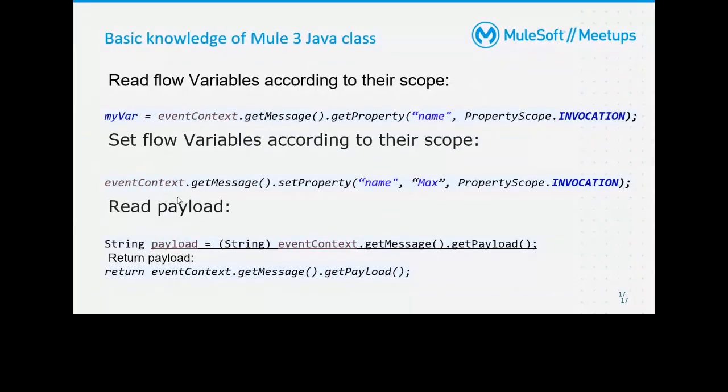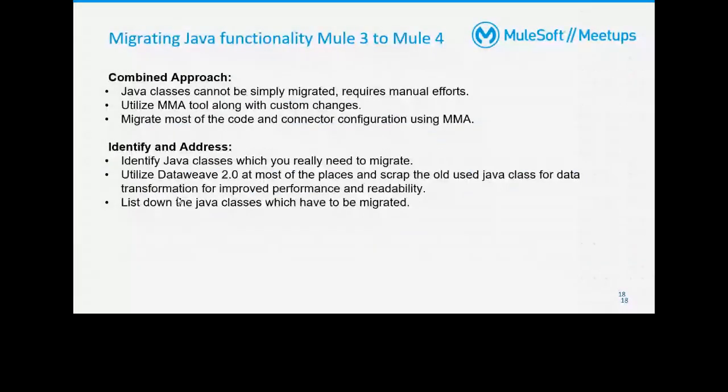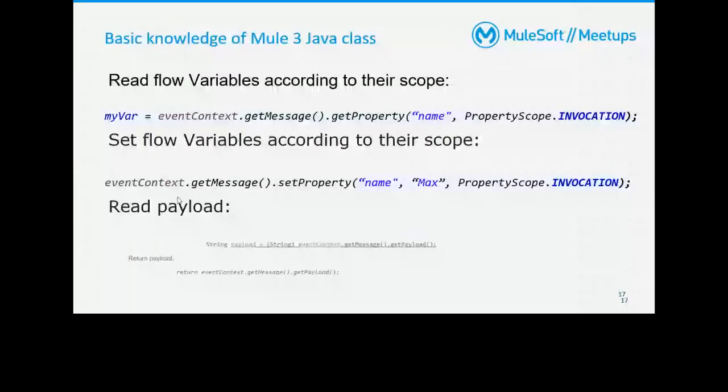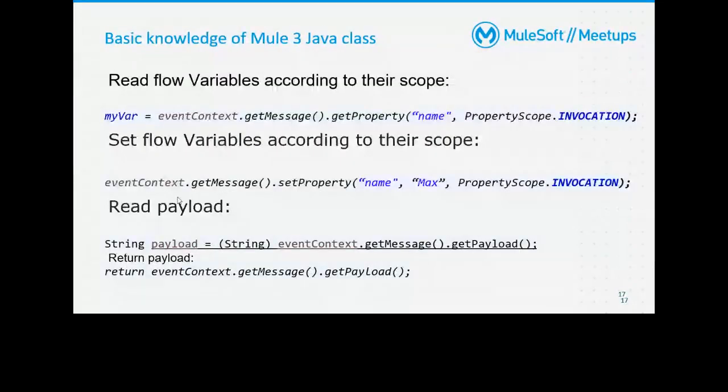Which you can do is like event context.getMessage.getPayload, and you can just return that from your Java class to your Mule flow. So now you know all this structure of a Mule 3 Java class.